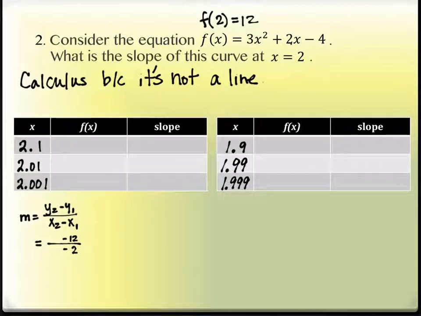So in your calculator, put in 2.1, 2.01, 2.001, 1.9, 1.99, and 1.999. And once you have those, you can fill in your table. So for example, on my screen, on 2.1, I have 13.43. Do you guys have 13.43? Excellent. What did you get for 2.01? 12.14. How about 2.001?